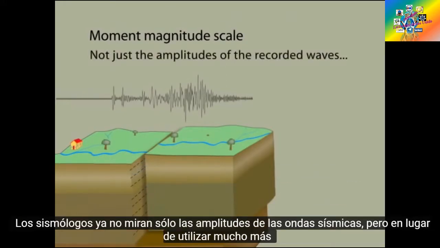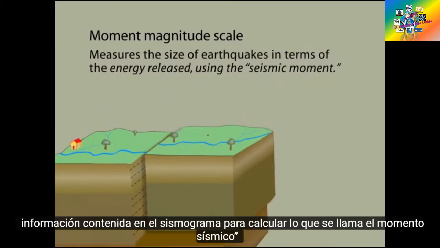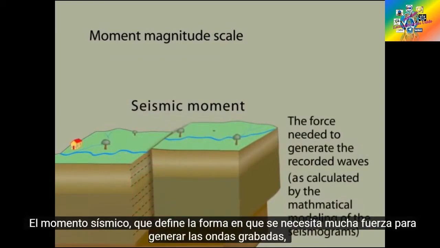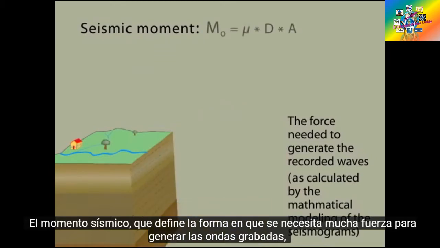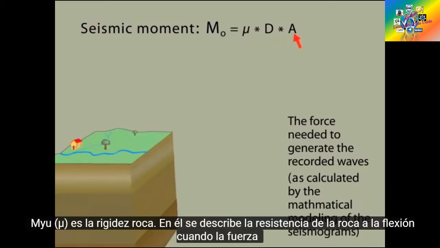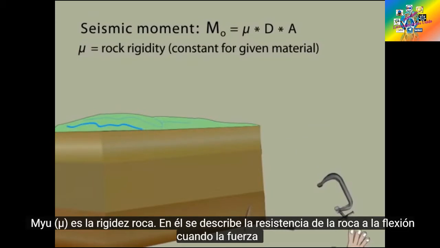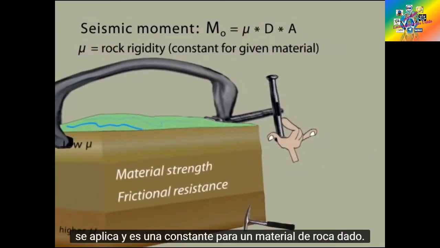Seismologists no longer look at only the amplitude of seismic waves, but instead use much more information contained in the seismogram to calculate what is called the seismic moment. The seismic moment, which defines how much force is needed to generate the recorded waves, is defined by this equation: mu times distance times area. Mu is rock rigidity. It describes the resistance of the rock to bending when force is applied and is a constant for a given rock material.